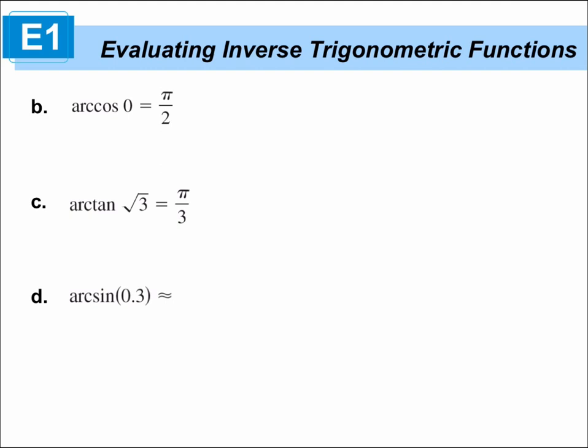Take the arc sine of 0.3. That's above the sine button, so second sine of 0.3. If you use the correct button, and if you're in the correct mode, you should be in radians. You should get 0.305. If you didn't, one of those two things is wrong. You're in the wrong mode, or you used the sine button and not the inverse sine button.